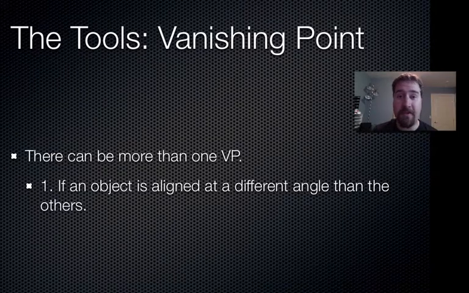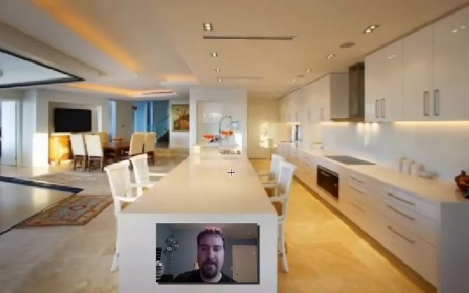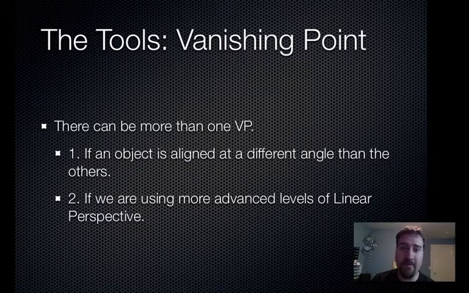Now, another thing to know about vanishing points is that there can always be more than one VP. There are two instances where that'll happen. The first is if you have an object in your drawing that's lined up a little different than everything else, like a door that's open. If this table were crooked at a different angle, slanted, it would need to go to its own vanishing point because it doesn't line up with everything else. So you'd need two vanishing points, one for everything against the walls and in the room, and then one for the table going off in the distance. Now, the second time you'd have more than one VP would be if we're using more advanced levels of linear perspective. You'll learn 1 and 2 point perspective.